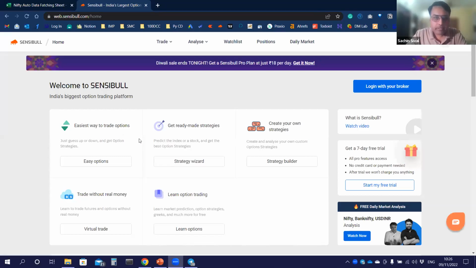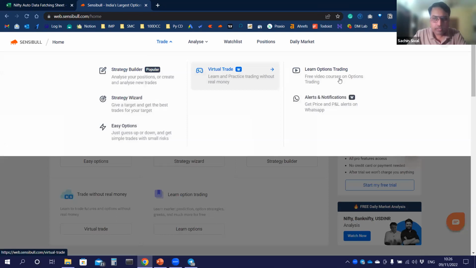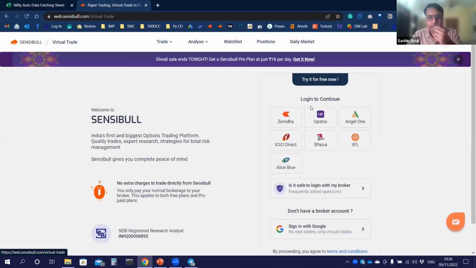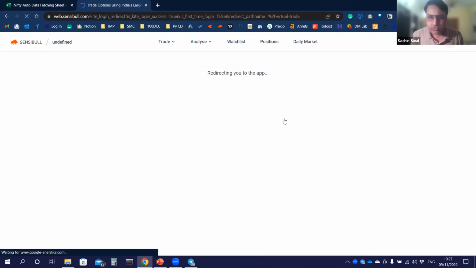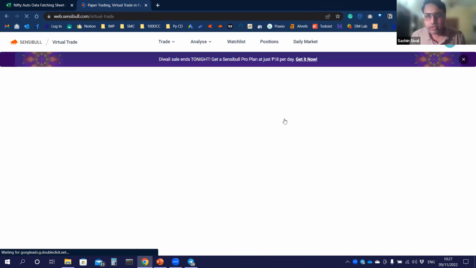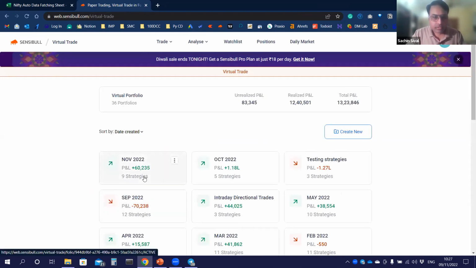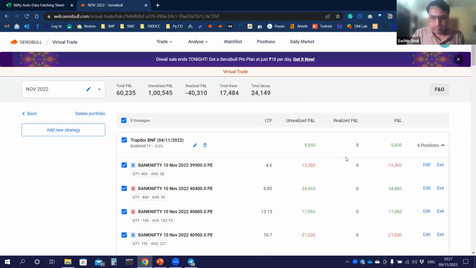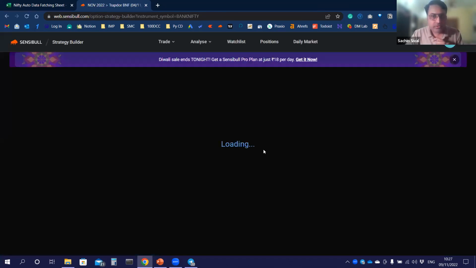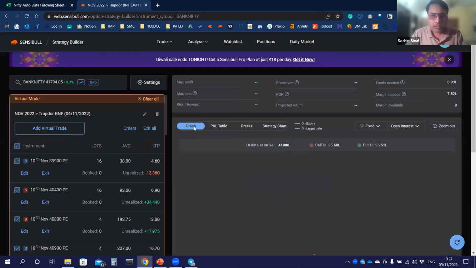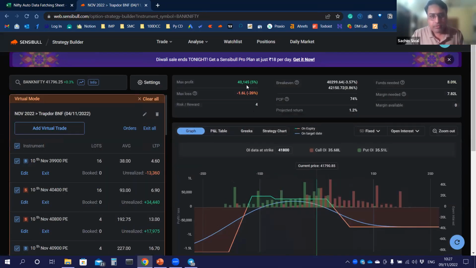Okay, so I just logged in to my terminal, and let me show you the profit and loss, like all the strategies we have created so far, and what the profit and loss is for those strategies. So these are the strategies we have created. This is the Bank Nifty strategy I showed, and we have shared this strategy in our premium channel. So this is the current profit and loss.